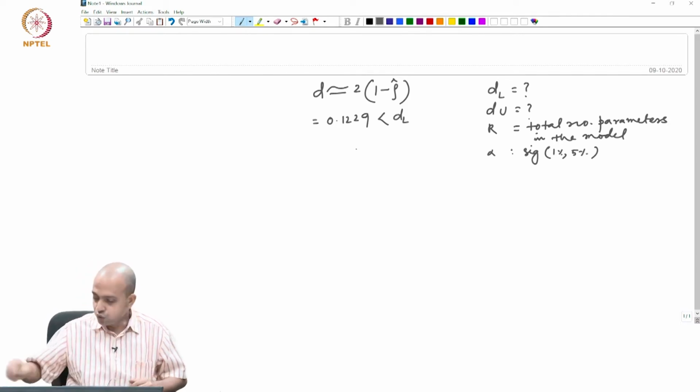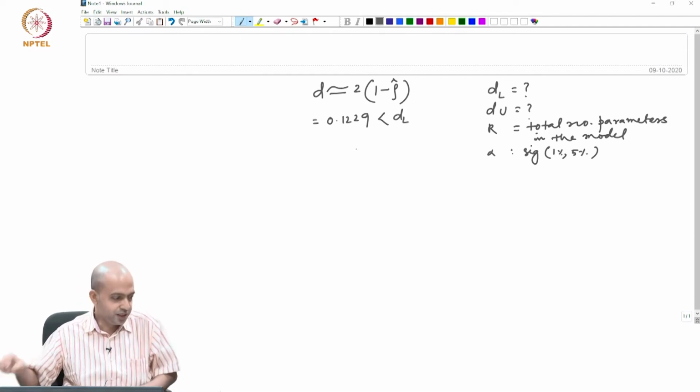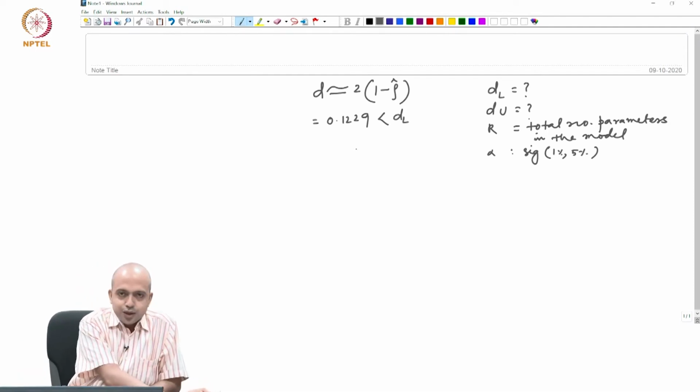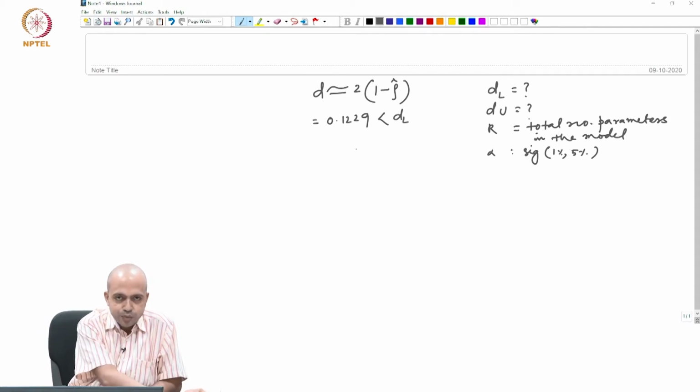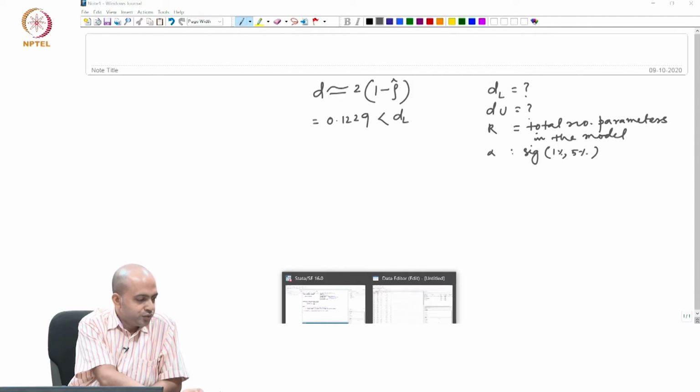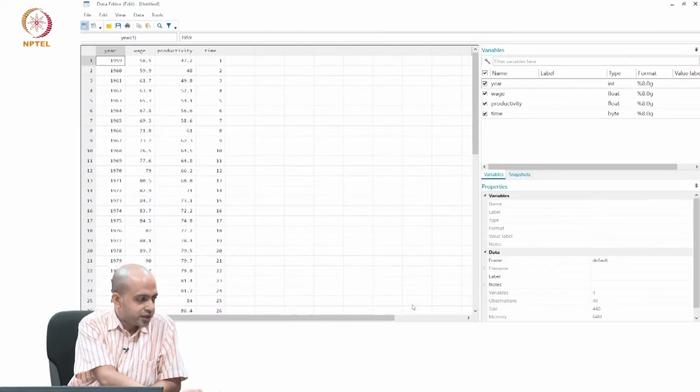Now, today what we will do? We will take one data set and then we will estimate the model, and we will also see how to get the Durbin-Watson test statistic value, and then we will compare that test statistic value with the tabulated value, right. So, we will be using one data set. This is the data set.